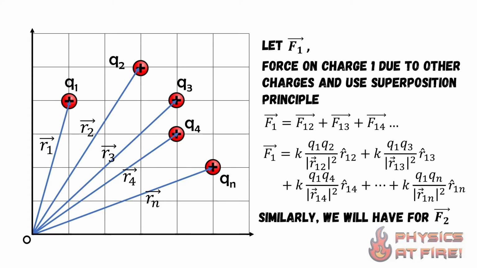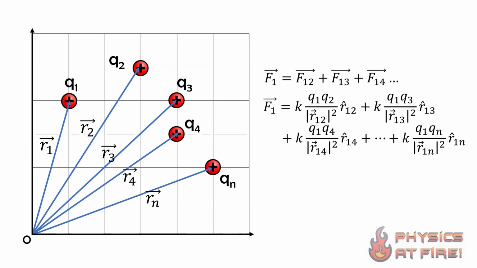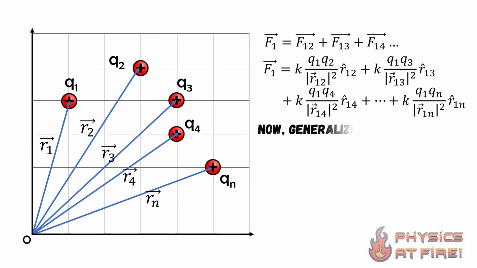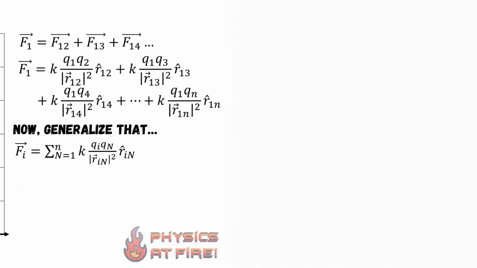Similarly, we will have F2 and so on. Now, if we generalize, we will have Fi is equal to the summation of K Qi Qn by Rin square times Rin cap, from n equals 1 to the number of charges, and i represents the particular charge on which the force acts.